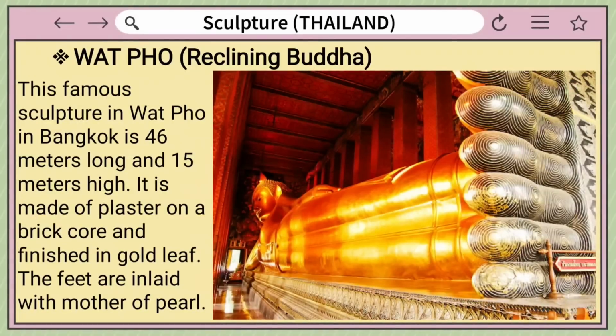Inside the Wat Pho is the reclining Buddha. This famous sculpture in Wat Pho in Bangkok is 46 meters long and 15 meters in height. It is made of plaster on a brick core and finished in gold leaf. The feet are inlaid with mother of pearl.